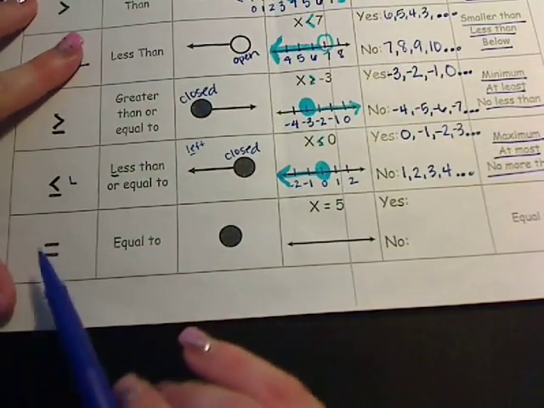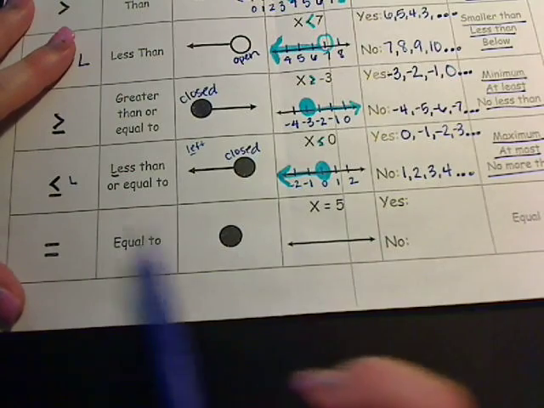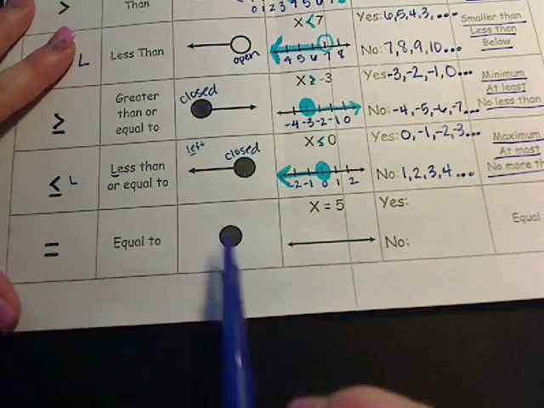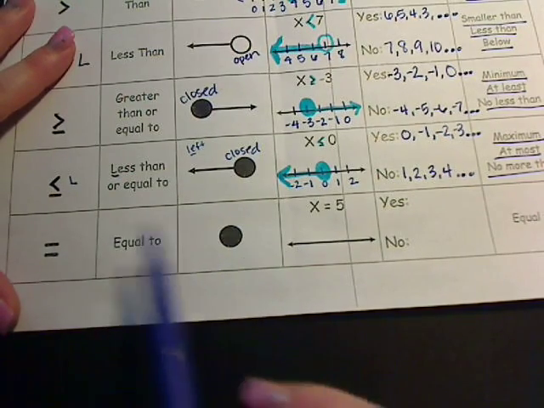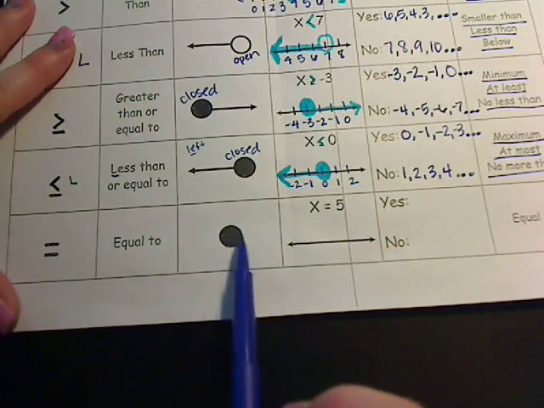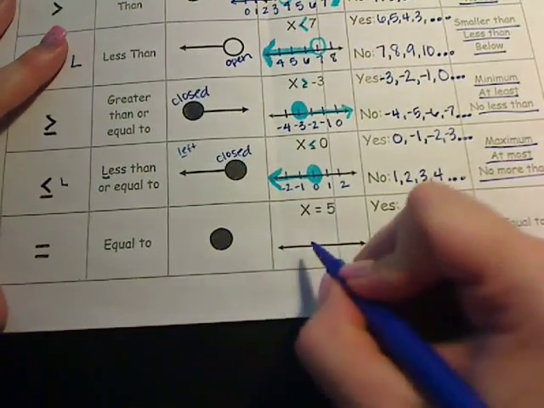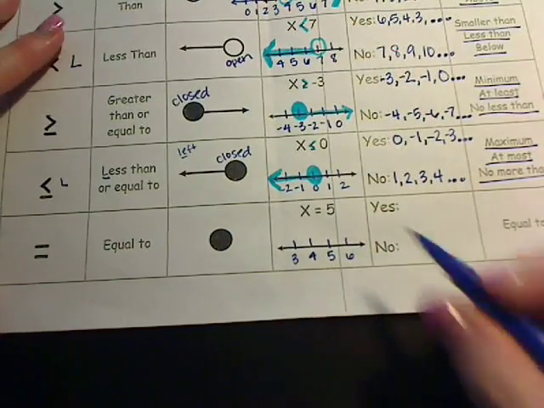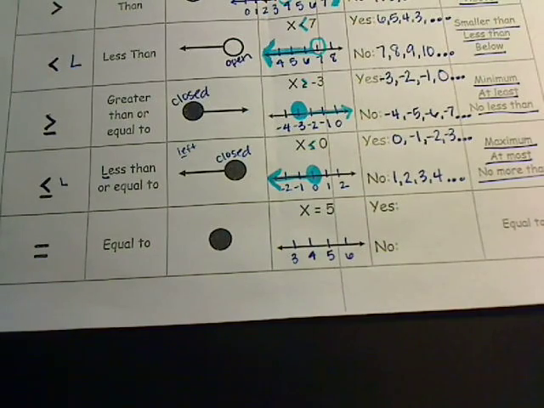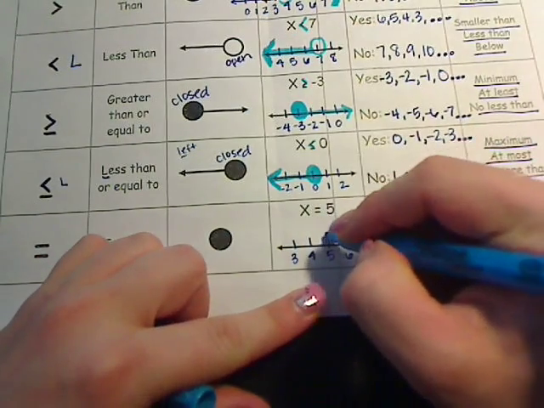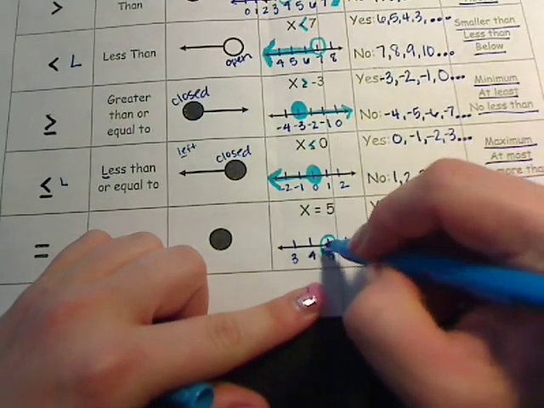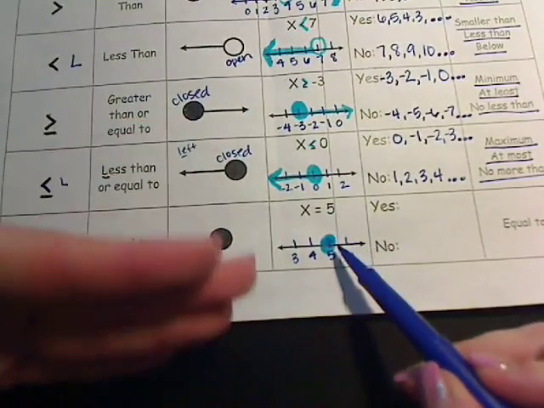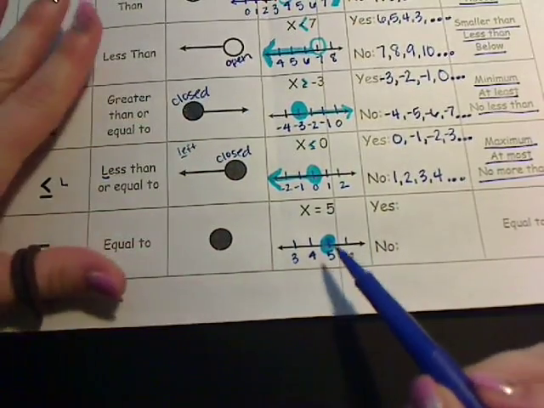Okay, and the last one we're going to look at is equal to, because although this is obviously not an inequality, because inequality means not equal, this is a graph. This is something that you need to know how to graph. So if something's equal to something, we just draw a closed circle on that number. So if I had the number line 3, 4, 5, 6, okay, and I wanted to graph x equals 5, well, I put my circle on 5, and it equals 5, so it is 5, so it's closed. Now I don't need to draw a line because it's just x equals 5. It is 5, so it's just a dot.